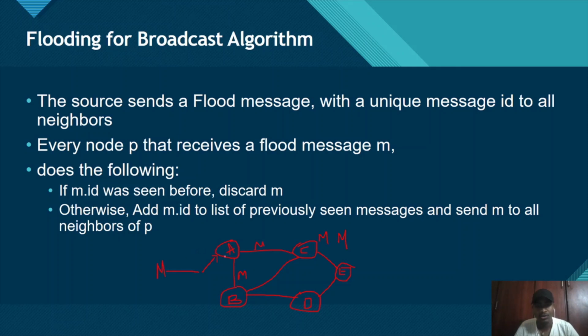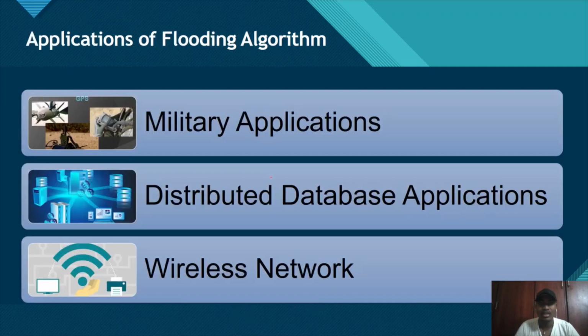The message will be sent to A, and the node A will send the message to B. So when the message is sent to B and C, first it will check whether this message ID is present in that B node or not. If the message ID is present, that message will be discarded. If the message ID is not there, the message will be taken by B. So in this way, the flooding for broadcast algorithm is done.